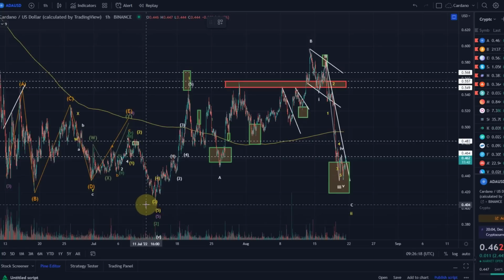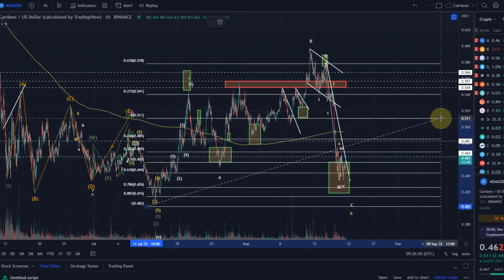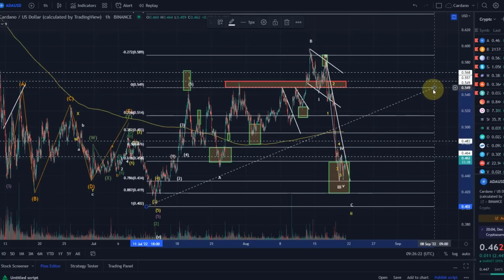How is that calculated? It's calculated based on the Fibonacci levels of the wave A. Looking at these levels between the 88.7% Fib level and the 61.8% Fib level, between 41.9 cents and 45.8. So anyway, here the price has a realistic chance to reverse back to the upside.